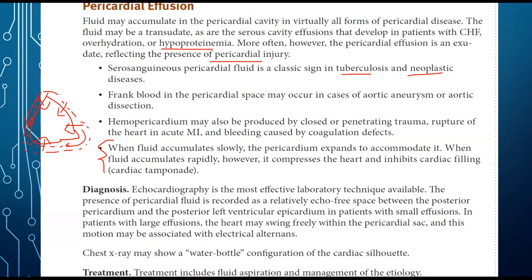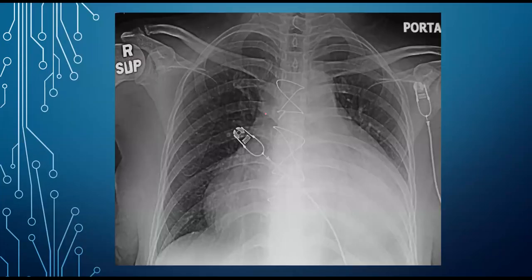If you are confused or if you want to confirm the diagnosis of pericardial effusion, the confirmatory test is echocardiogram. Initially, you can do a chest X-ray. If you do a chest X-ray, you will get a water bottle-like appearance like this. See how enlarged it is. It is pericardial effusion.